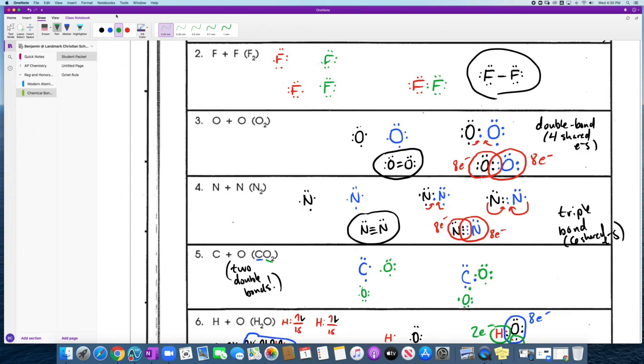Okay, but if you count it up, none of these atoms have an octet yet. That's 7 electrons around that oxygen. This is 6 electrons around that carbon, and that's 7 electrons around that oxygen. So none of the atoms have enough electrons yet. So we can fix this if each oxygen shares 1 more electron with the carbon, and if the carbon shares 1 electron with each oxygen.